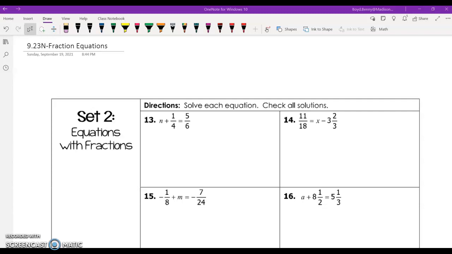Boyd. In this lesson we're going to look at equations with fractions. And we're going to focus in today on one-step equations. Before we get started though, let's review what inverse operations are.